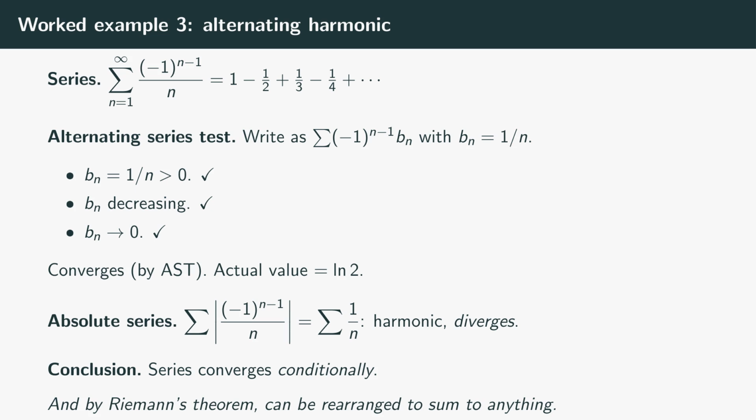Putting it all together, the alternating harmonic series is the canonical example of conditional convergence. And by Riemann's rearrangement theorem, you can reorder its terms to make it sum to anything you want. Sums to the natural log of 2 in the natural order. Reorder, and it sums to whatever you want. Same terms, different value. Strange.